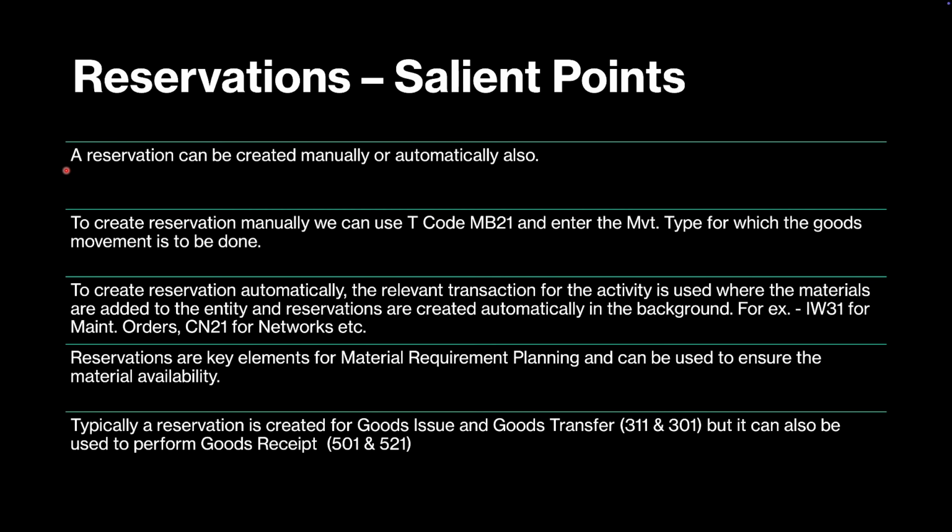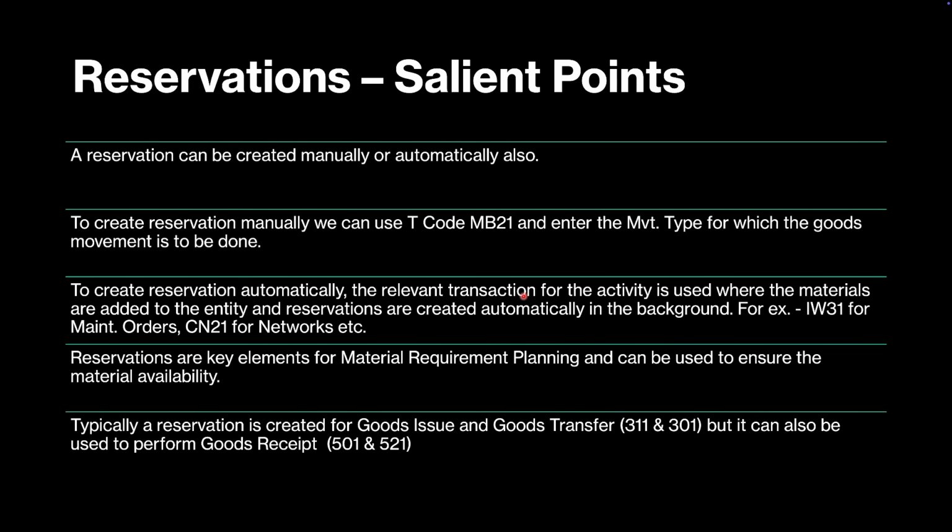Now let's see some of the salient points for a reservation. You can see here, a reservation can be created manually or automatically also. In the system, you create a reservation manually through T code MB21. This is a very important T code, and as an end user, you will always be using this T code to create reservations to draw material from the warehouse. Now, this T code MB21 can be used to issue material against specific movement types only. There are certain movement types for which you cannot create a reservation manually. They are created through the relevant transaction against which that activity is being performed.